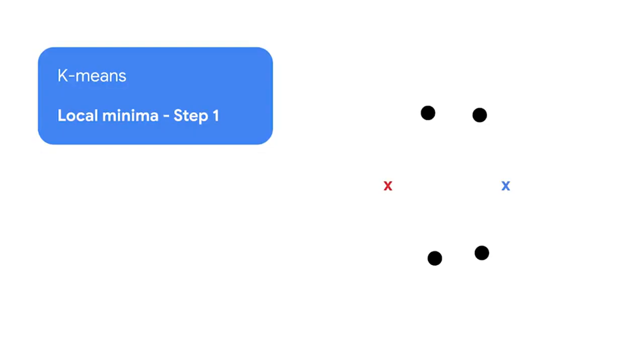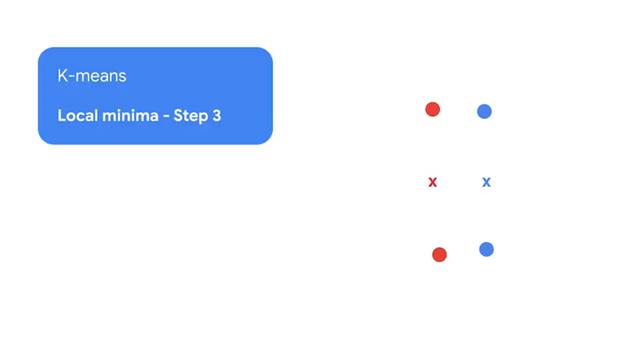What if this had been the initial positions of our centroids? Notice what happens. In step 2, we assign the points to their nearest centroid. With these particular starting positions, the 2 observations on the left are assigned to the red cluster, and the 2 observations on the right are assigned to the blue cluster. For step 3, we recalculate the position of each cluster's centroid.